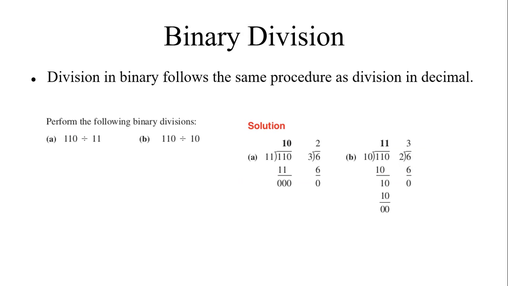Binary division. Division in binary follows the same procedure as division in decimal. So let's perform these two divisions. So 110 divided by 11, this is the divisor, this is the dividend, this is the quotient. So this is like decimal division. So 1 is multiplied with 1, and we get 1 1.